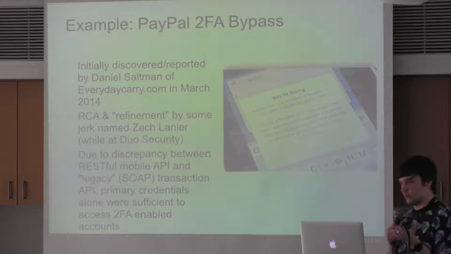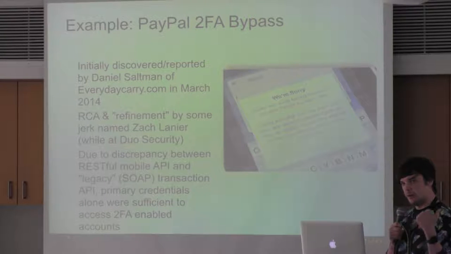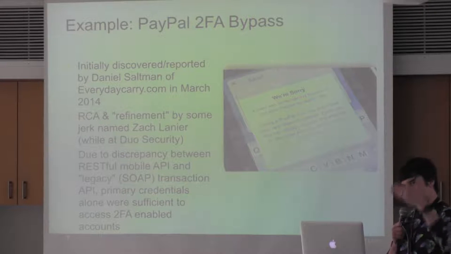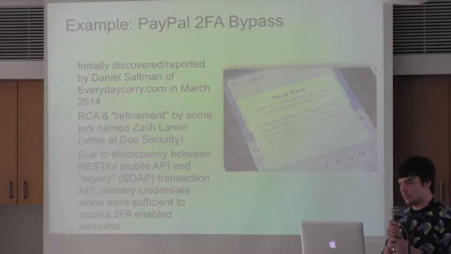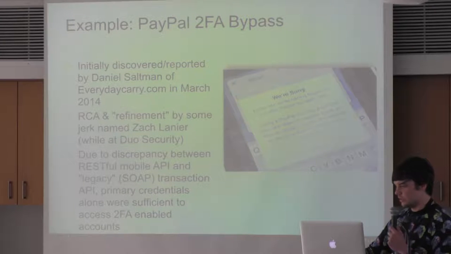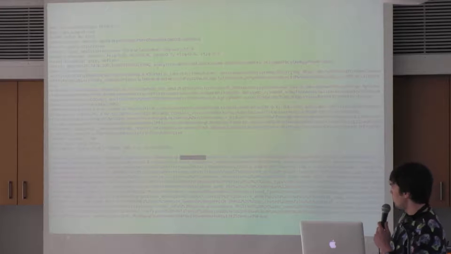He saw this error and then realized that he flipped airplane mode on right after he started to see his account screen. It would error out, but then when he disabled airplane mode, he was logged into his account. So primary auth was sufficient. Just some little technical blips right here.